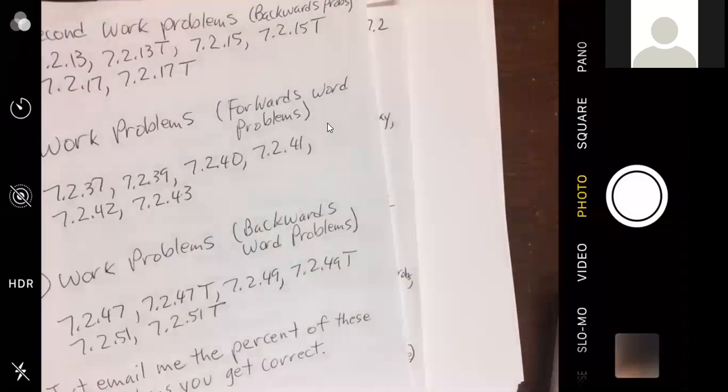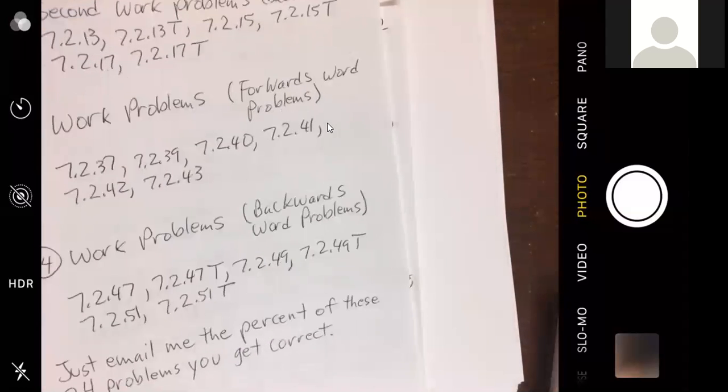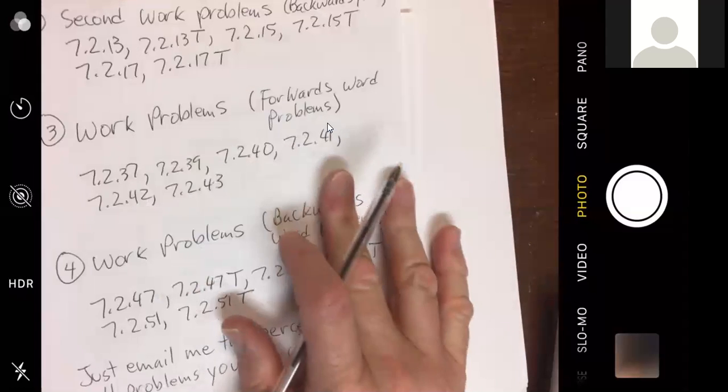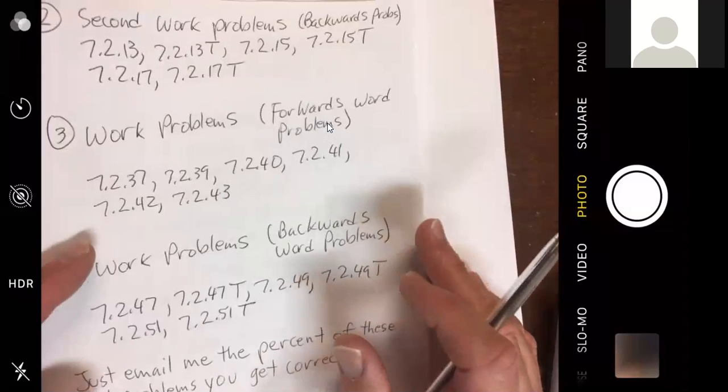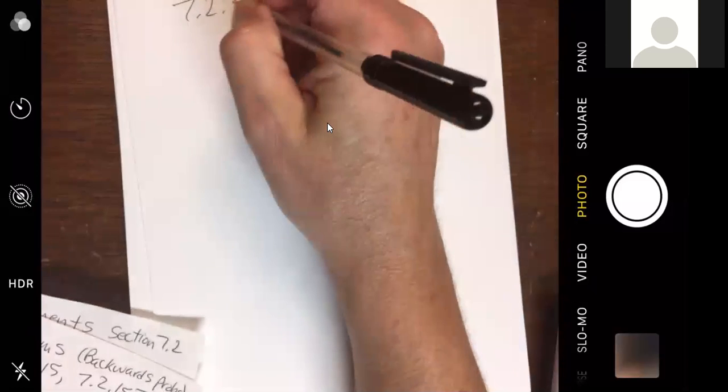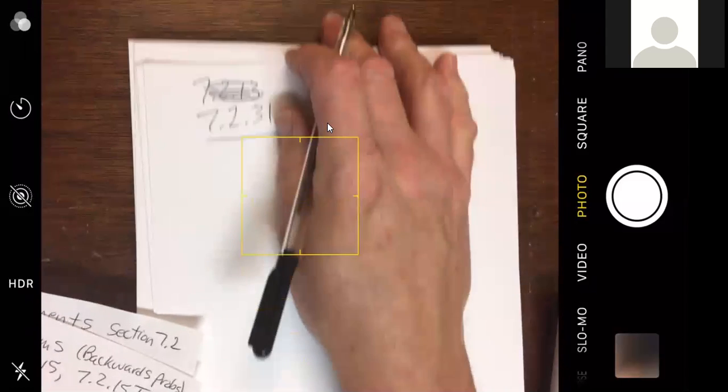Any others we can show you then? Sorry? Any other problems we can show you? Except you want us to continue working backward problems like 7.2.21 and 7.2 point any. Okay. Do you want to read me what 7.2.31 was about?